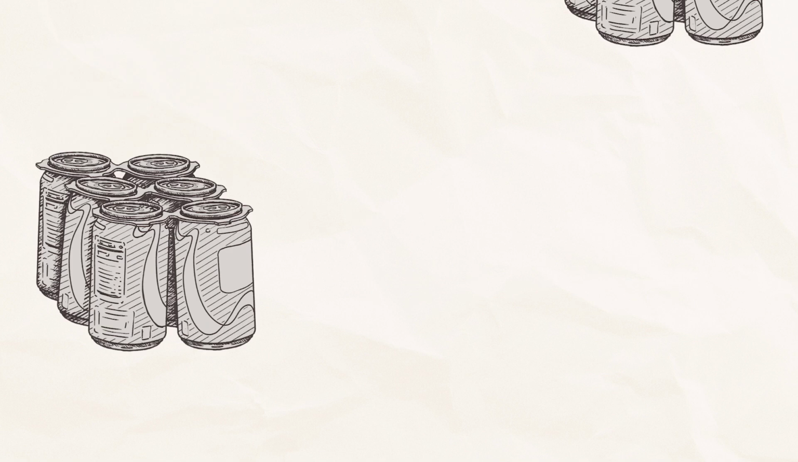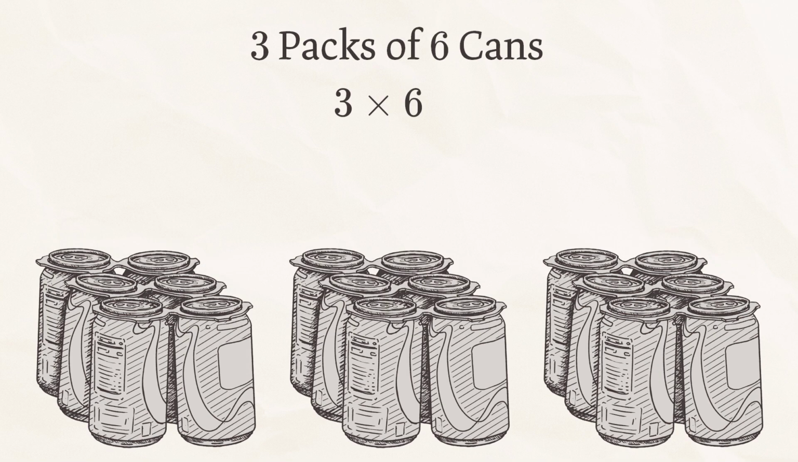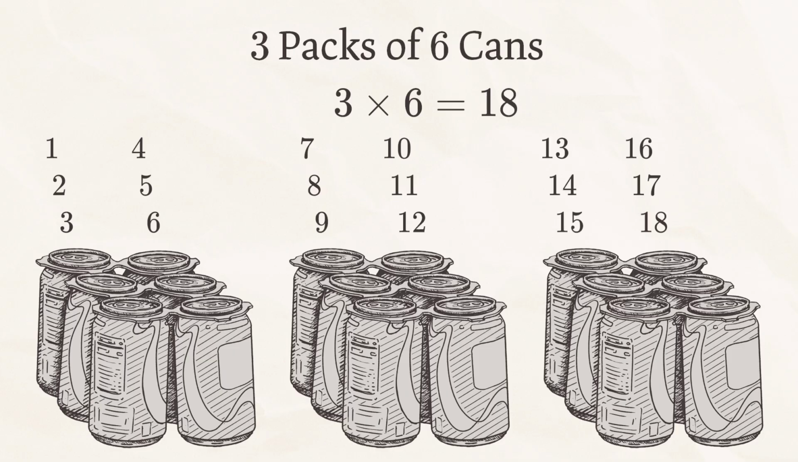If you buy 3 packs of canned soda, how many cans do you have? There are 3 packs of 6 cans, 3 times 6. We can count them all up. There are 18 cans of soda. But let's think about multiplication in a different way than we do when buying cans of soda. Let's think of it as the area of 2 numbers.